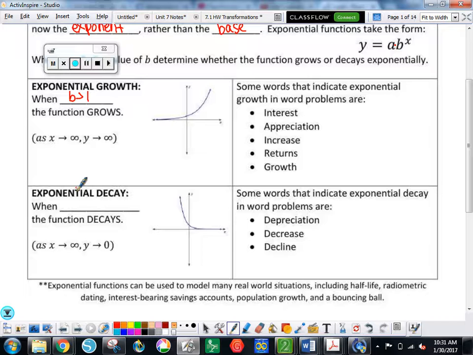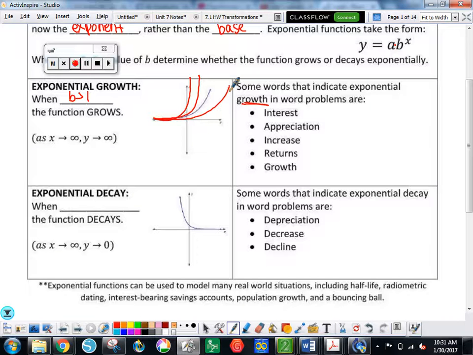Some words that indicate growth would be interest, appreciation, increase, return. Any of those would indicate that I'm growing. And this is what the parent function would look like. Now the steepness could grow faster or slower, but it still would be a growth.